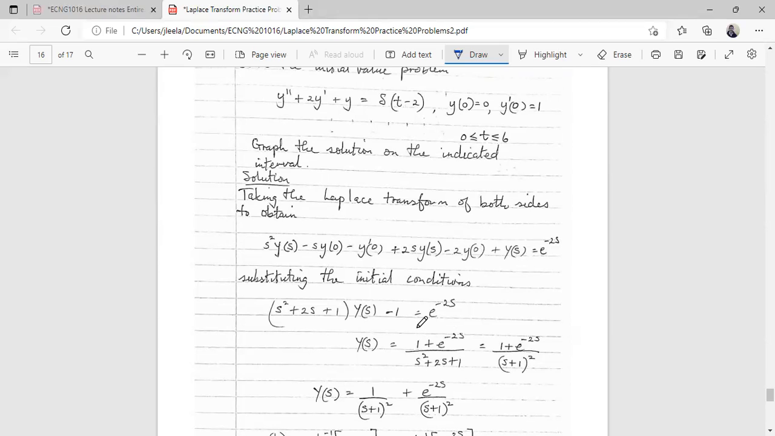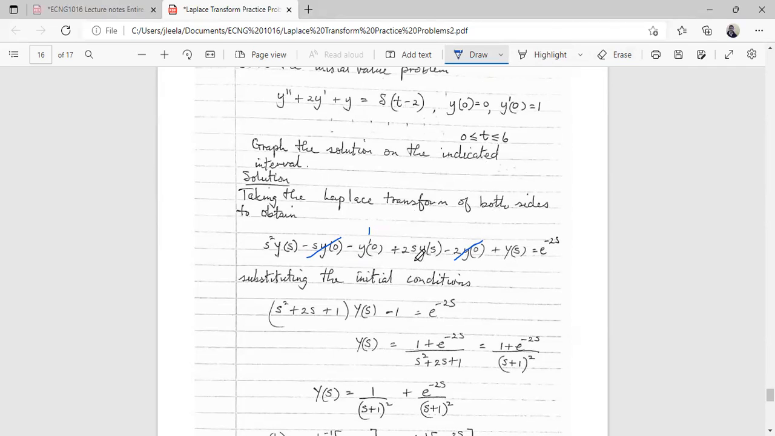Now substituting the initial conditions, right? So your y prime part won't drop out. The part with the y naught will drop out. So this part here will drop out, and this part here will drop out. This part here will be 1.